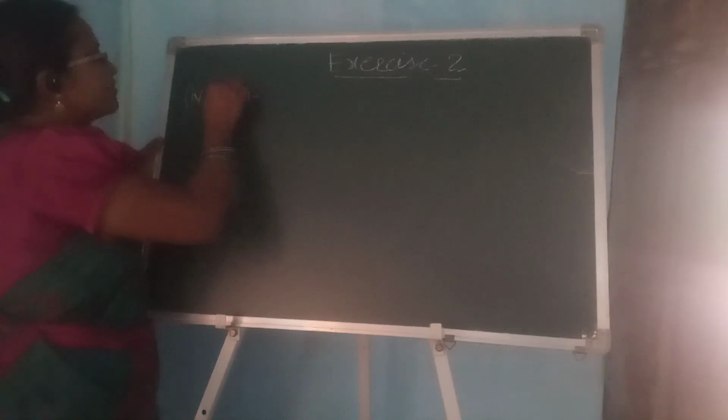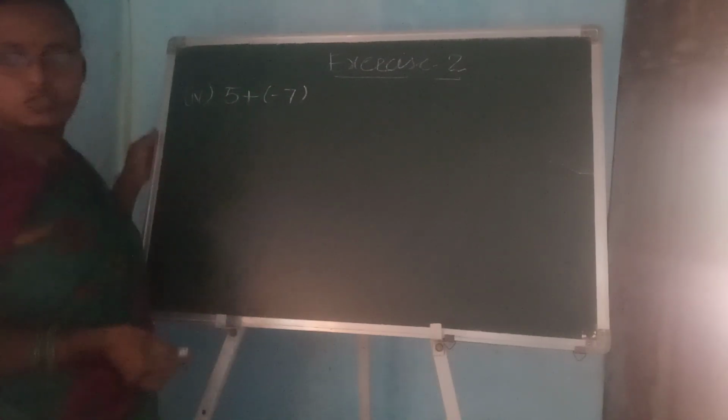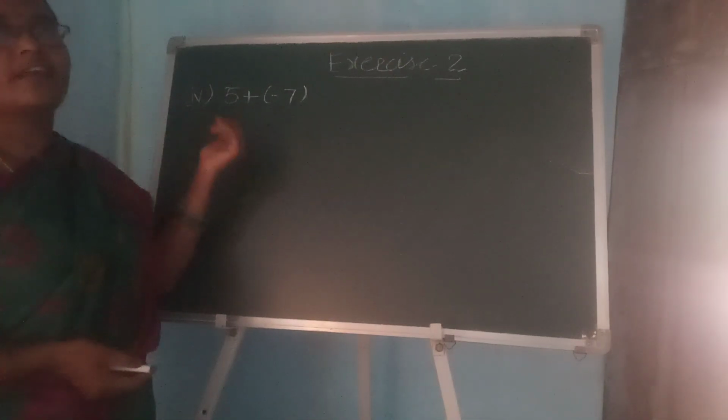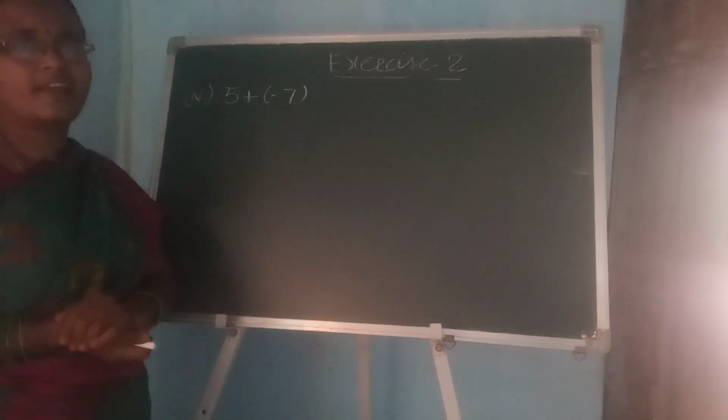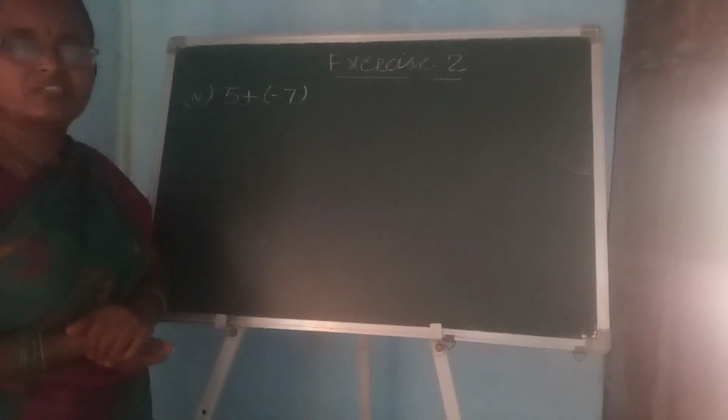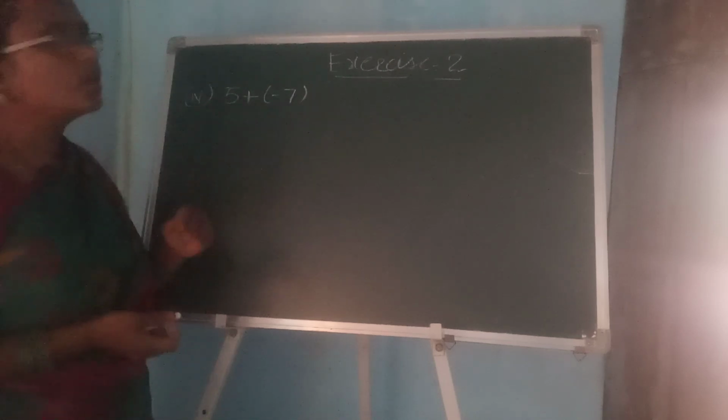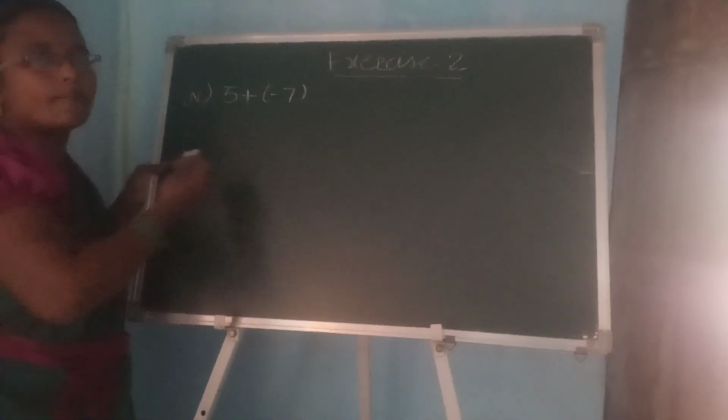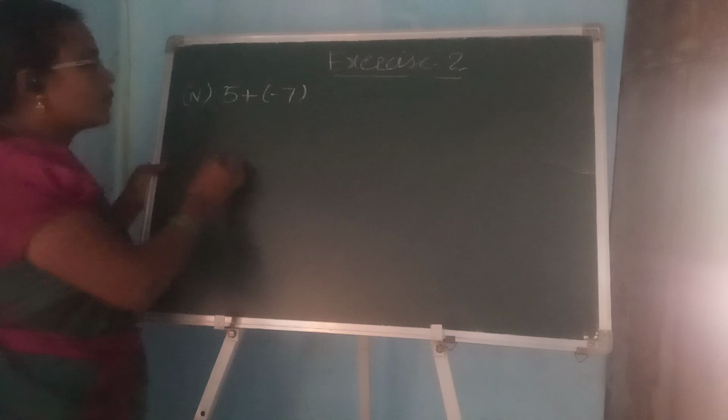The problem given here is 5 plus of minus 7. So we are given integers here. 5 is an integer and also minus 7 is an integer. Here both are integer values. Here we have a positive value and also a negative value. So how do I represent this on the number line? Just observe here.